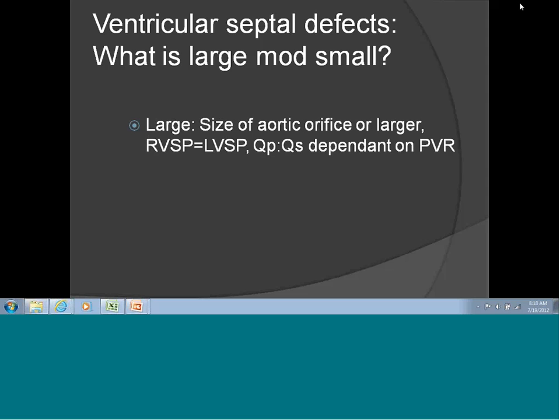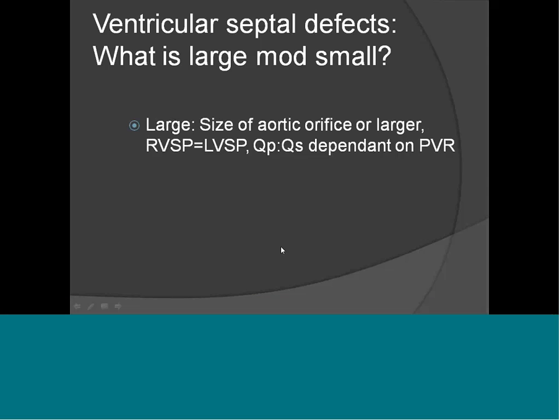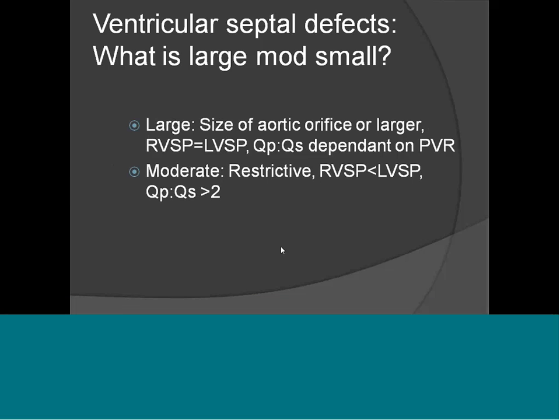So, in a large VSD, the definitions are this: either the VSD is the same size as the aortic orifice or larger, right ventricular systolic pressure is equal to left ventricular, and QP:QS is going to be dependent on your pulmonary vascular resistance. In a moderate, there is some restriction. So RV systolic pressure will be less than LV systolic pressure. It could be that RV systolic pressure is 2/3 or 1/4 or 1/3. It is basically less than LV systolic pressure. And as per National Committee guidelines, QP:QS is greater than 2.